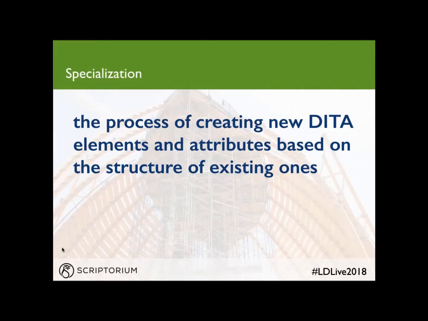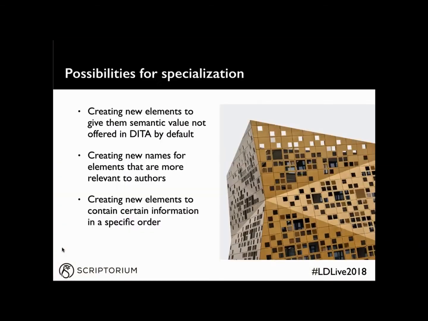Specialization allows an information architect to create elements that fit your organization better than what's provided in DITA by default. So this may include things like creating new elements to contain types of information that are not defined in DITA and give them semantic value. This may also include things like creating new names for your elements that are more relevant to your authors than the generic ones provided by DITA. And it may also include creating new elements to contain certain information in a specific order.